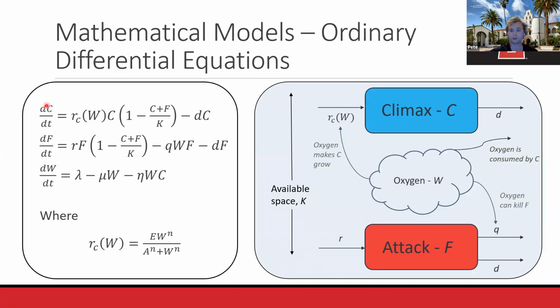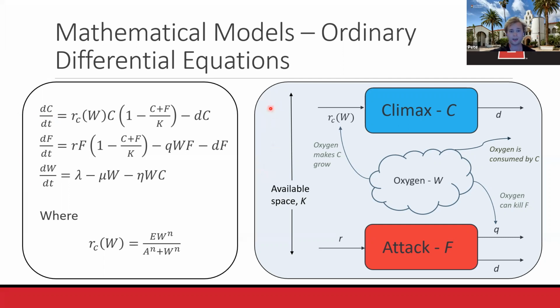In our ordinary differential equation models, we consider two populations. We have what we call the climax bacteria, denoted C, which are mostly aerobic and not as pathogenic, so they don't cause quite as severe illness. And then we have the attack bacteria, denoted F, which are known to cause more severe illness. We know that oxygen is a very important component in the dynamics of these two bacteria, because the attack bacteria are made up of facultatively aerobic bacteria and anaerobic bacteria. So oxygen kills some of the attack bacteria, but the climax bacteria need oxygen to survive.